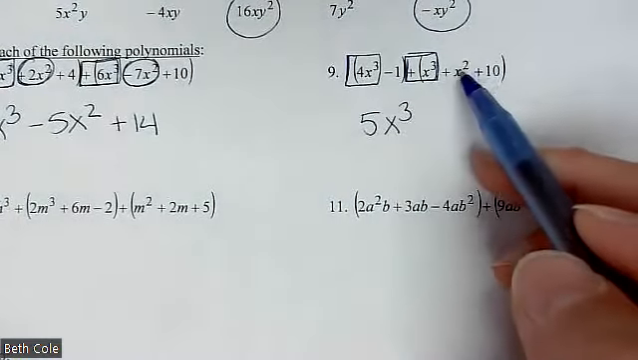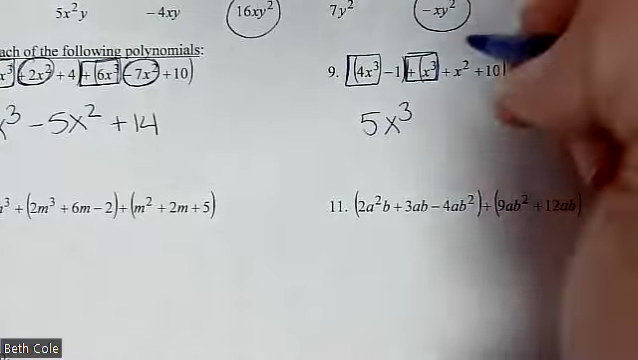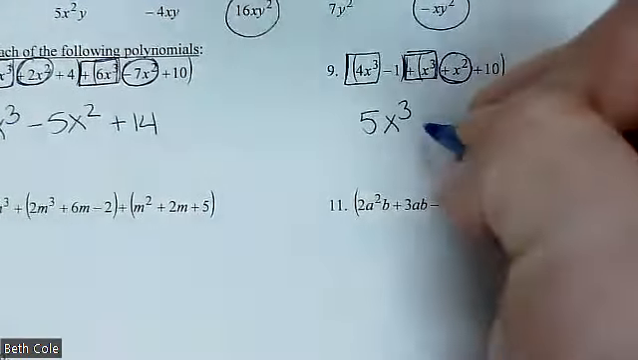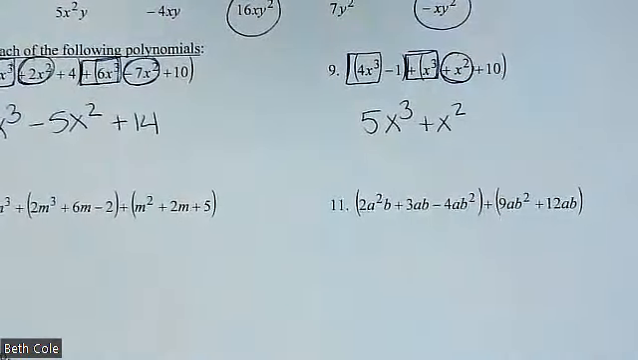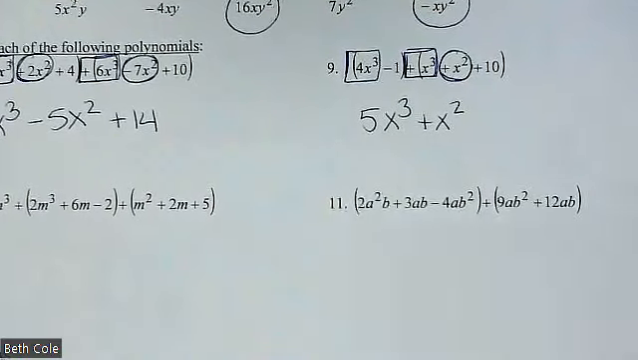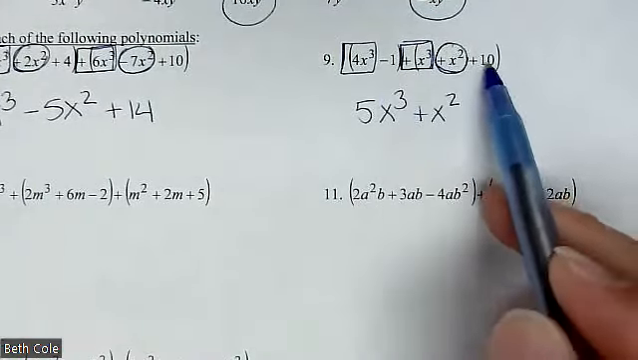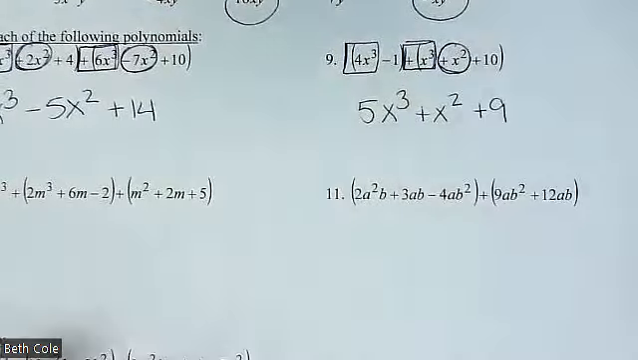And then do you see this x squared in there? Do you see another x squared? No, so just keep it. It doesn't combine with anything. And then lastly, you have a -1 plus 10, which would be 9.